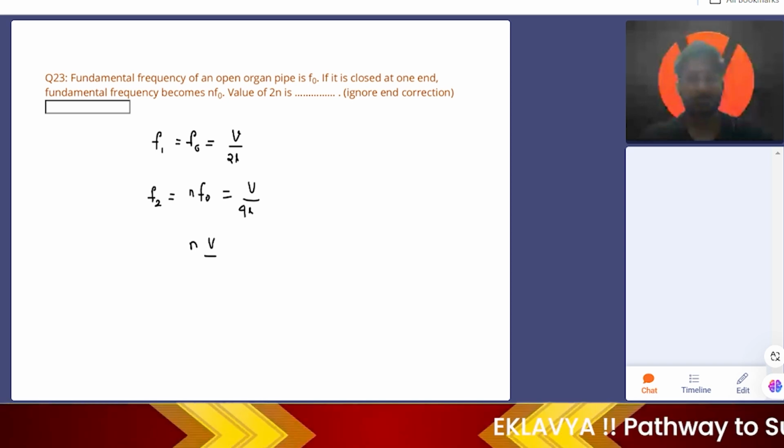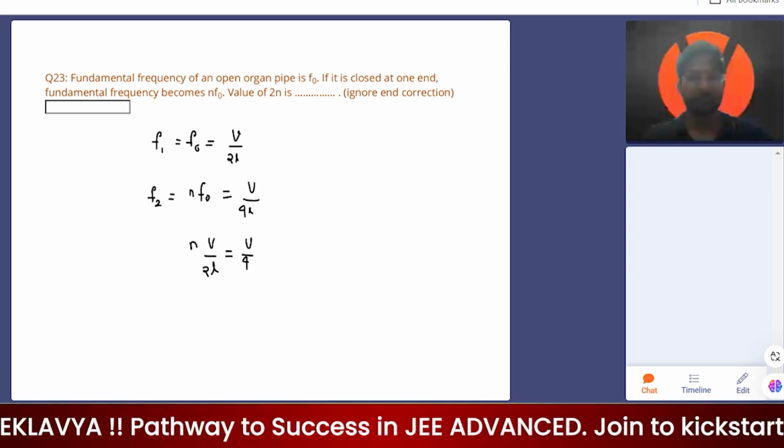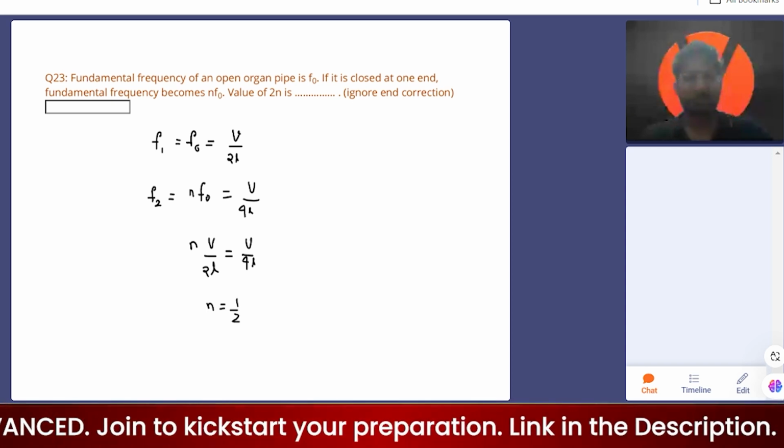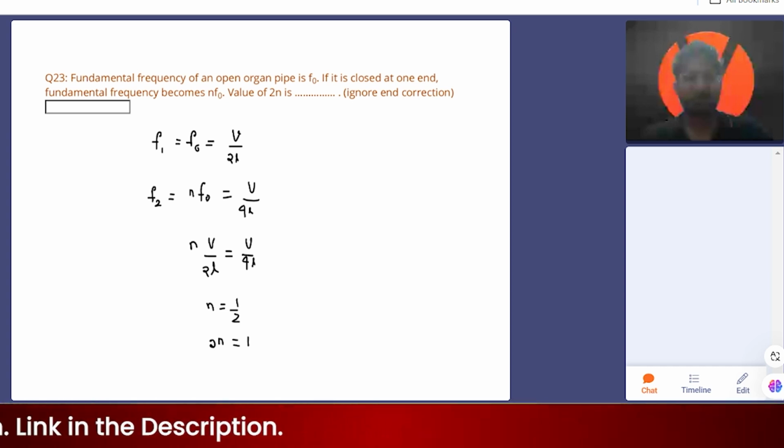Okay. Whereas F0 is already V by 2L. So we can write n V by 2L is equal to V by 4L. So n value shall become 1 by 2. They are asking 2n value. 2n value shall be 1.